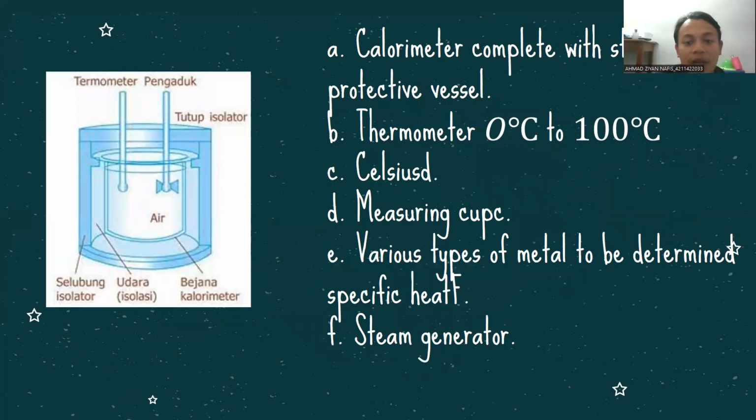First, a calorimeter complete with stirrer and protective visor. 2. Thermometer 0 degrees Celsius to 100 degrees Celsius. 3. Celsius. 4. Measuring cup. 5. Various types of metal to be determined specific heat. 6. Steam generator.